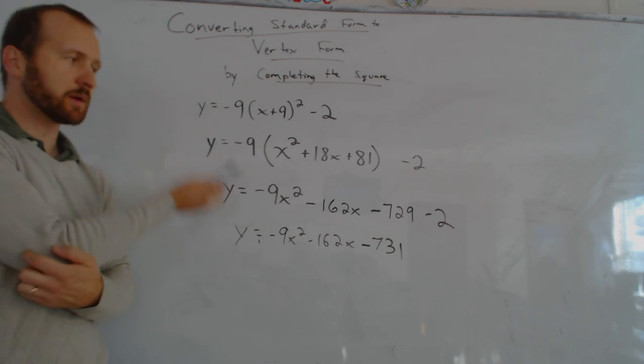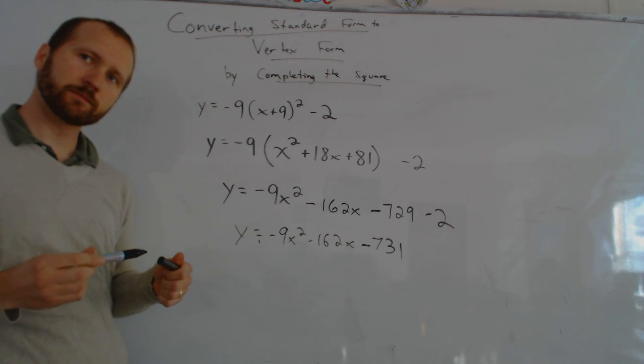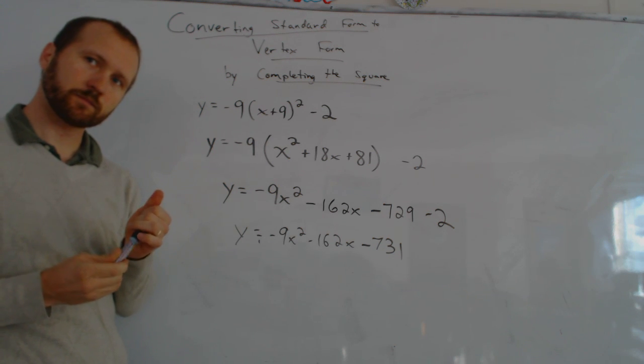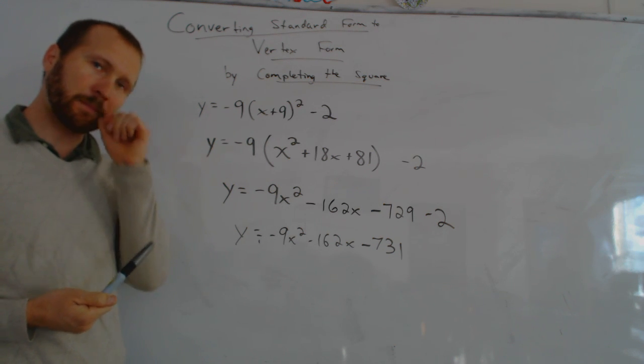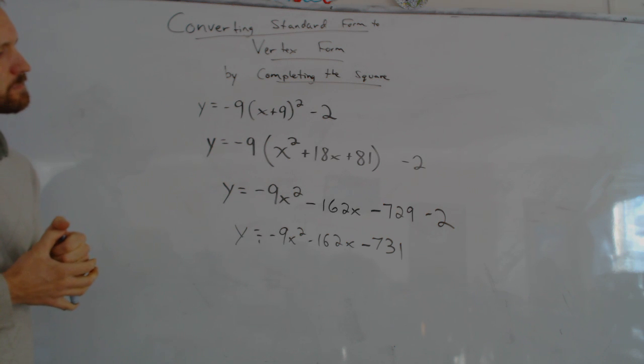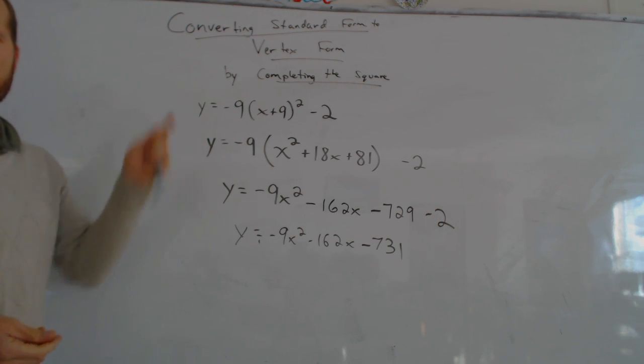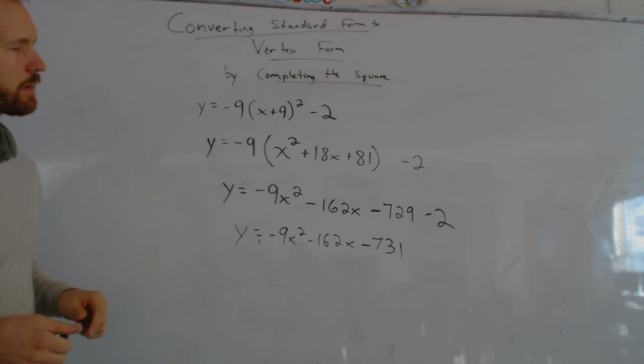That's the problem that I started with, right? Yeah, but I'm checking my work, and I just don't get how you get to negative 9 times x plus 9 squared minus 2. I just don't get how you get going the other way, from y equals negative 9 times x squared plus 18x plus 81 minus 731.